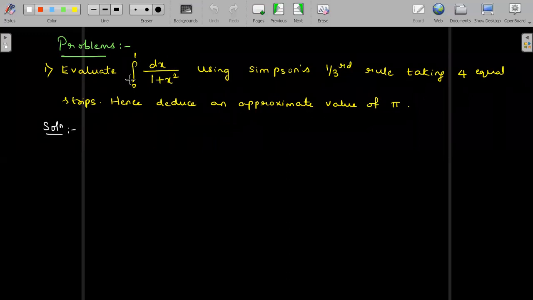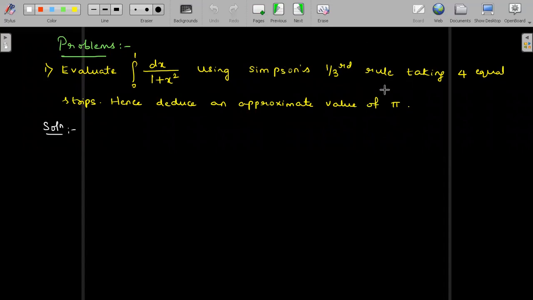We compare this standard integral with the form integral a to b of y dx, or f of x dx. So the function y equal to f of x is given by 1 divided by 1 plus x square. So a value is equal to 0 and b value equal to 1. This is going to help us to obtain the step length h.